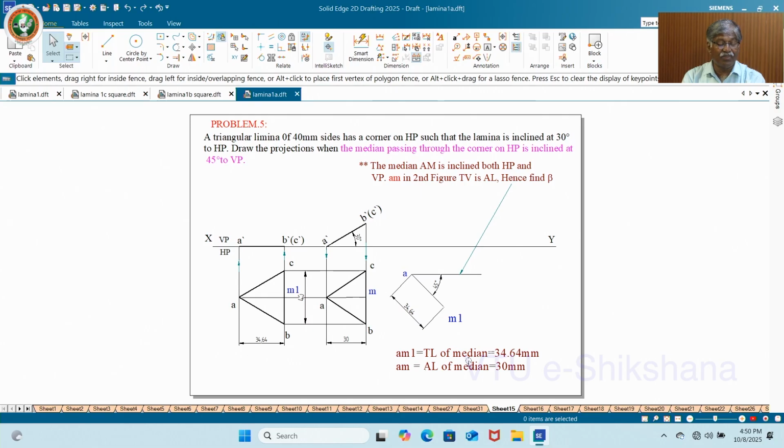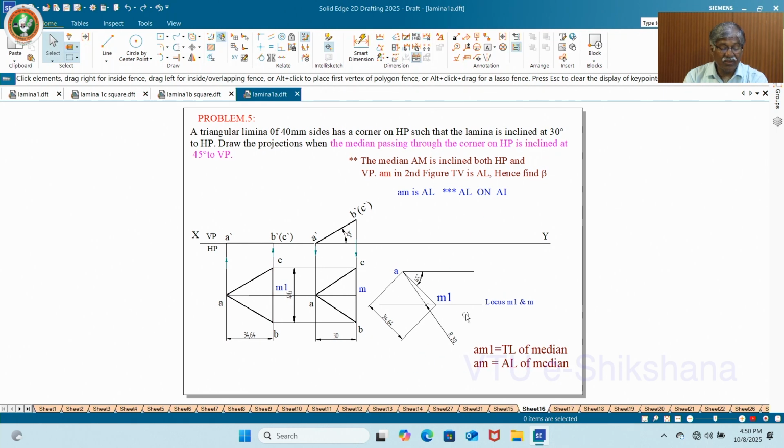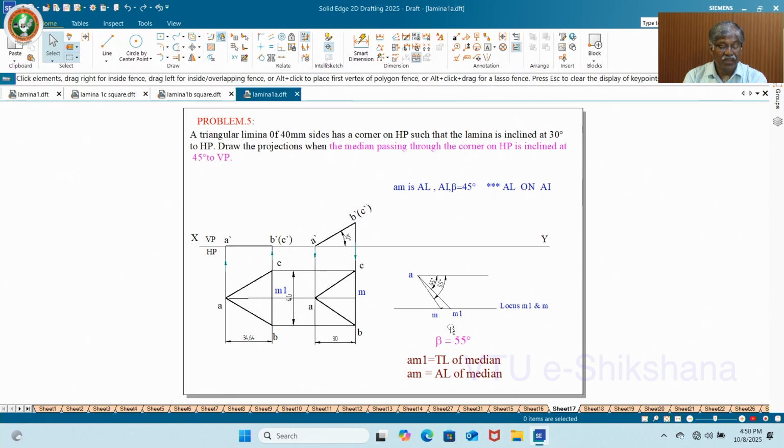Now let me come to the actual problem and discuss. I have drawn the true length with 34.64 as the true length AM1. Okay. Now I have drawn the locus through that. Then I took this AM apparent length and drew an arc with 30 mm. This has come 30 mm apparent length. Now I have joined this.